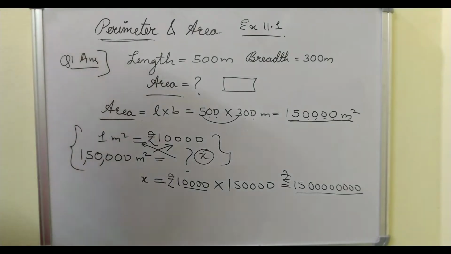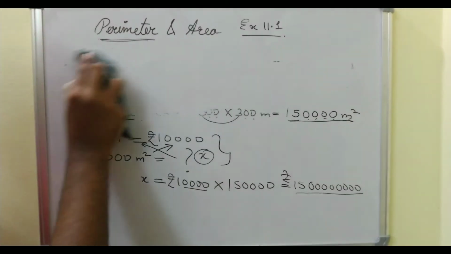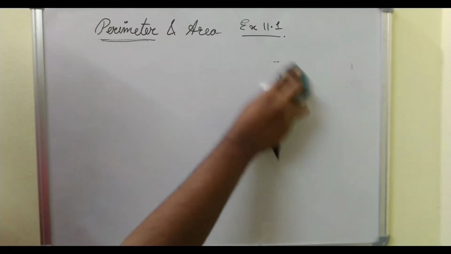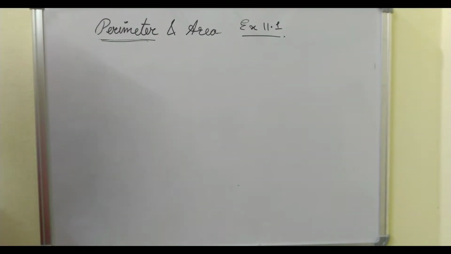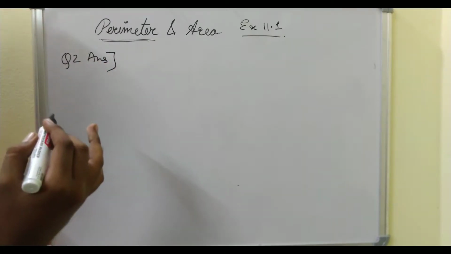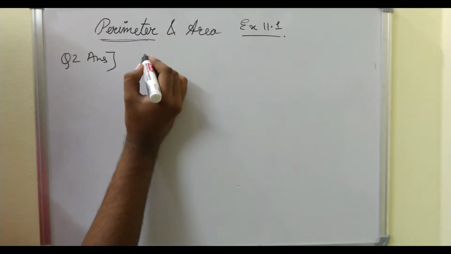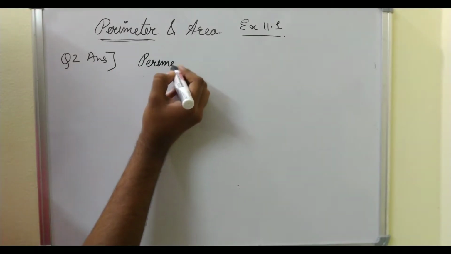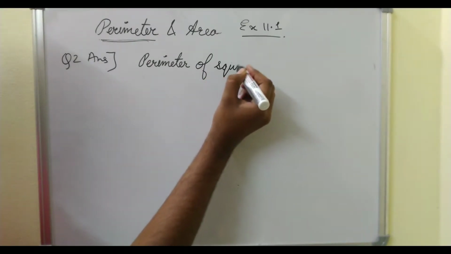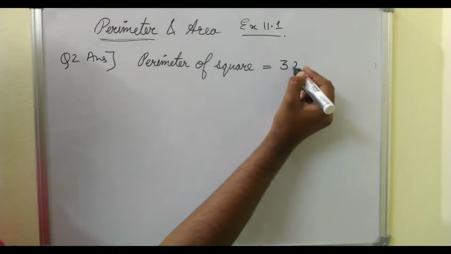So let us move on to the second one. So in the second one, what is given? Find the area of a square park whose perimeter is 320. So perimeter of the square is given, right? Perimeter of the square park, we can consider square only. It's nothing but 320 meter.